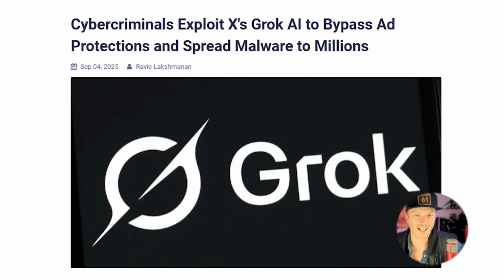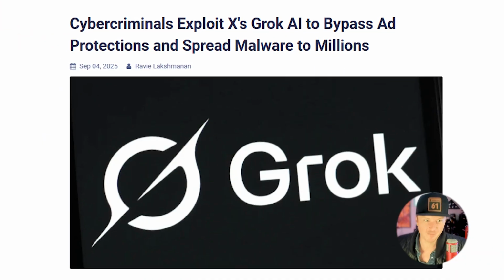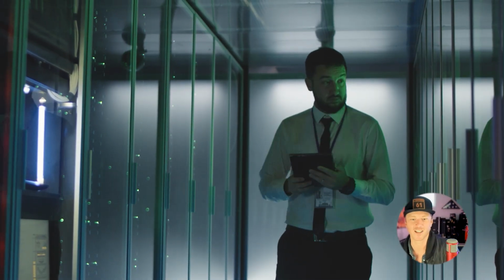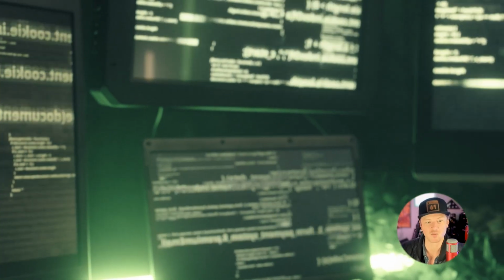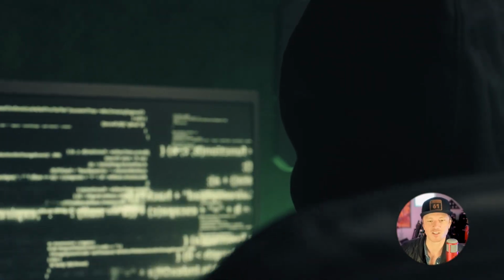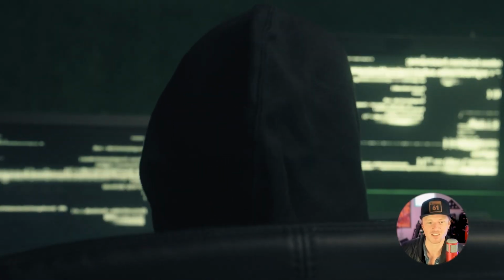Hey, we're doing a live news episode today. We got a couple of articles, but this is from The Hacker News. It came out September 4th: Cybercriminals exploit X's Grok AI to bypass ad protections and spread malware to millions. Cybersecurity researchers have flagged a new technique that cybercriminals have adopted to bypass social media platform X's malvertising protections and propagate malicious links using its artificial intelligence assistant Grok.